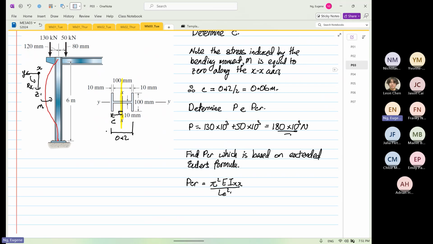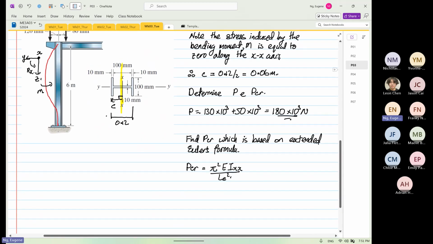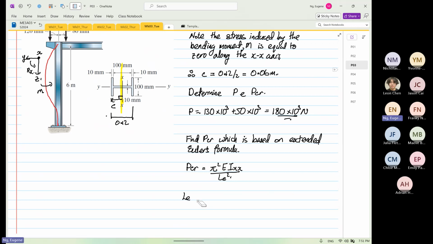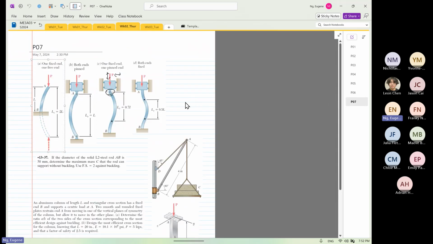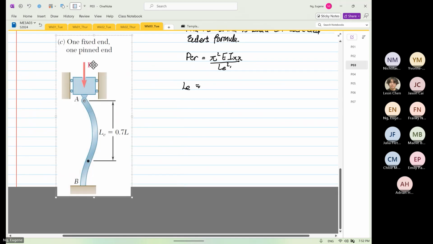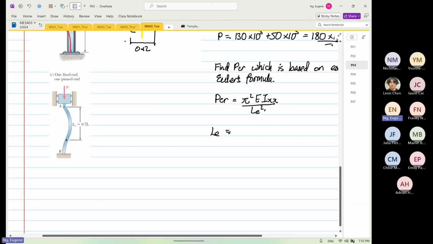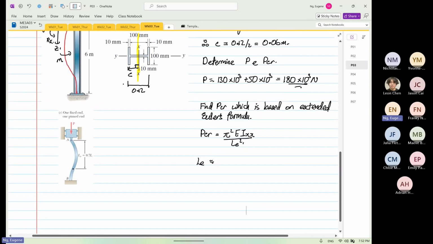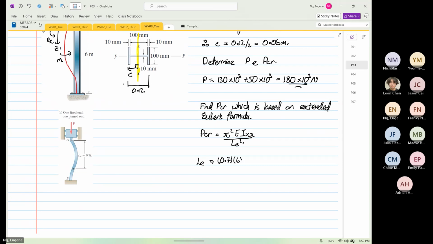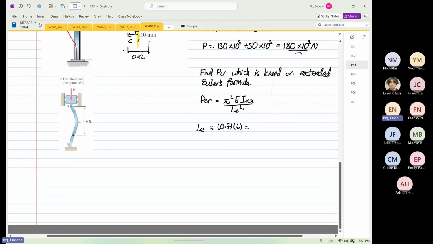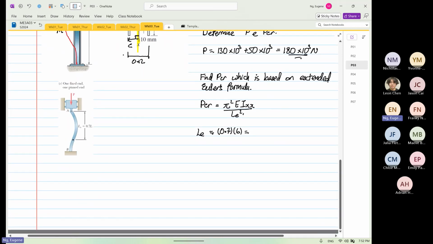Okay. So from here, we know that LE, we have LE is equal to what? So if we look at one end is fixed, the other end is pin. So we go to our diagram. One end is fixed, the other end is pin. So it's this one, right? So we are aware that one end is fixed, the other end is pin. So LE is equal to 0.7 times 6. So why 6? Because the height is 6. So 0.7 times 6 is equal to 4.2 meters.